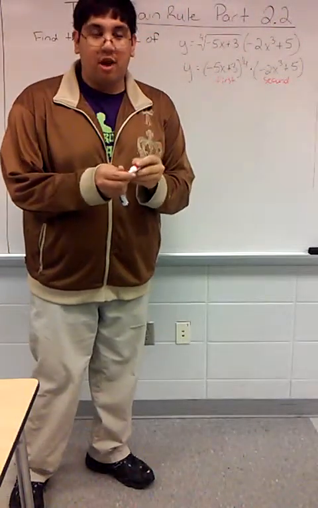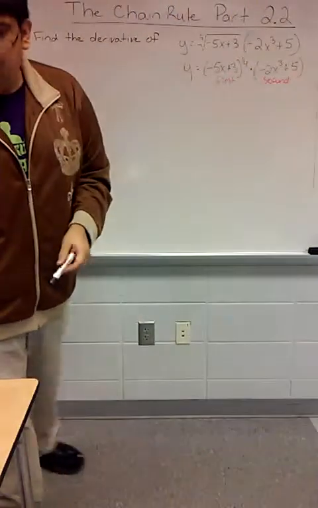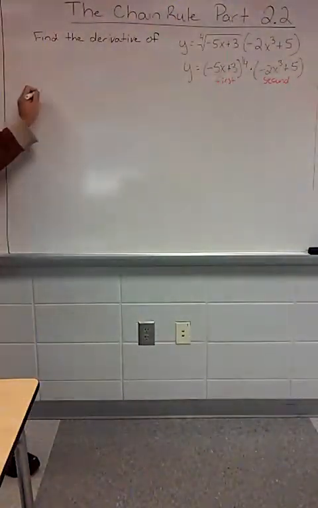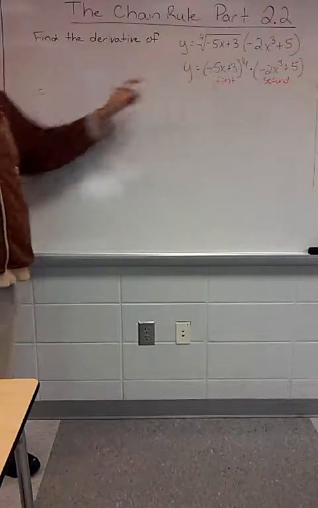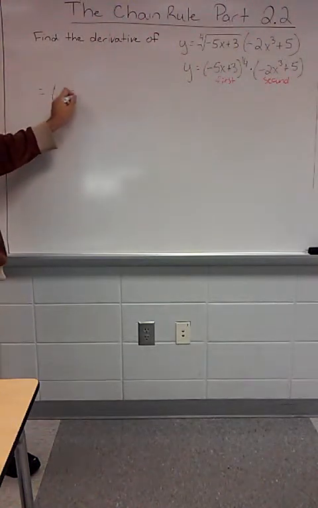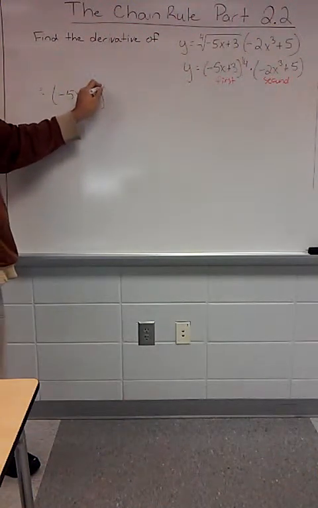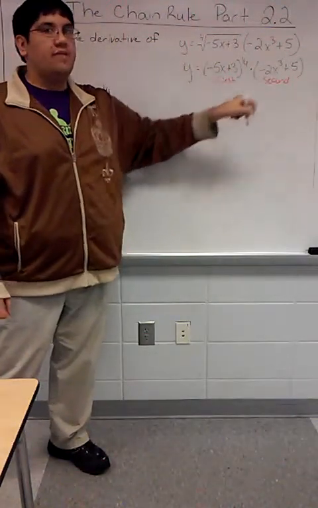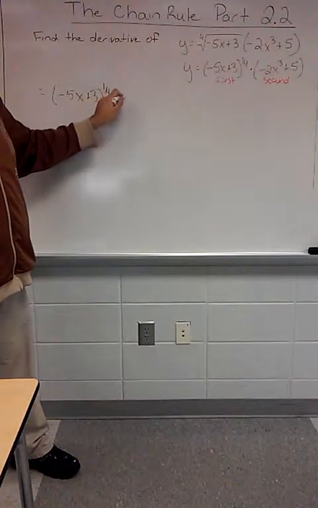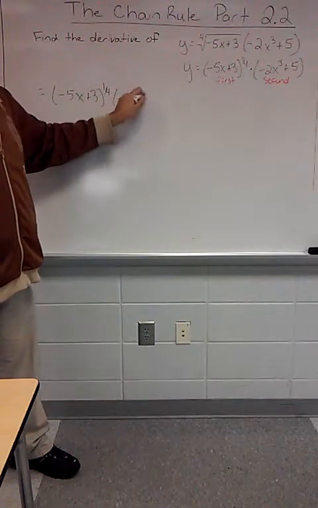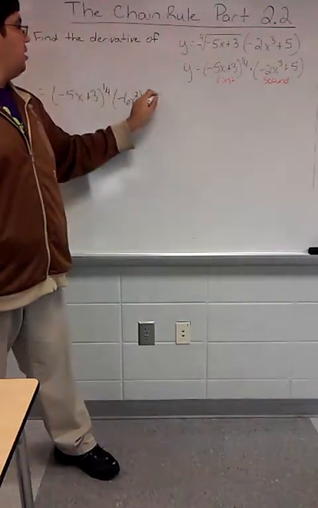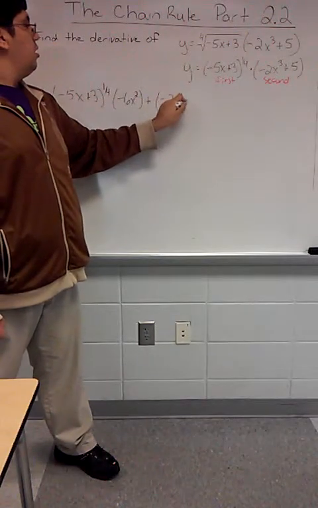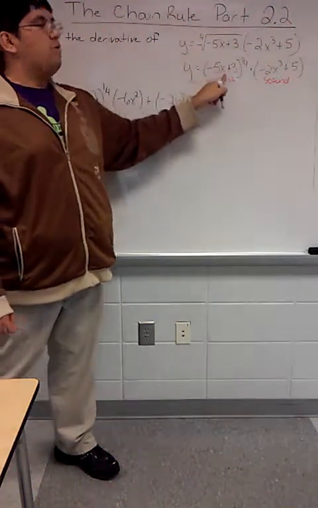So now let's use the product rule to find the derivative. The product rule says that we're going to take the first times the derivative of the second. The derivative of negative 2x cubed would be negative 6x squared plus the second times the derivative of the first.